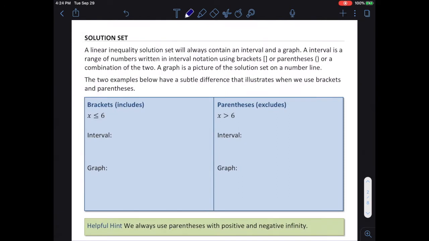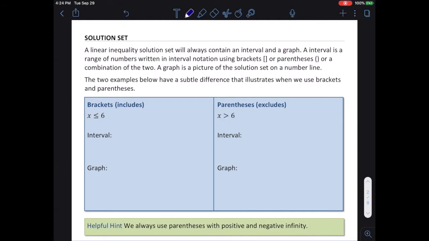All right, the first thing we need to talk about when it comes to a linear inequality is the solution set. So the solution set is basically the answer to a linear inequality. And a solution set will always contain two things. It'll contain an interval and a graph. An interval is a range of numbers written in interval notation using brackets or parentheses, or a combination of the two. So sometimes we might have a bracket with a parenthesis and they might switch sides. A graph is just a picture of the solution set, or it's actually just a picture of that interval on a number line.